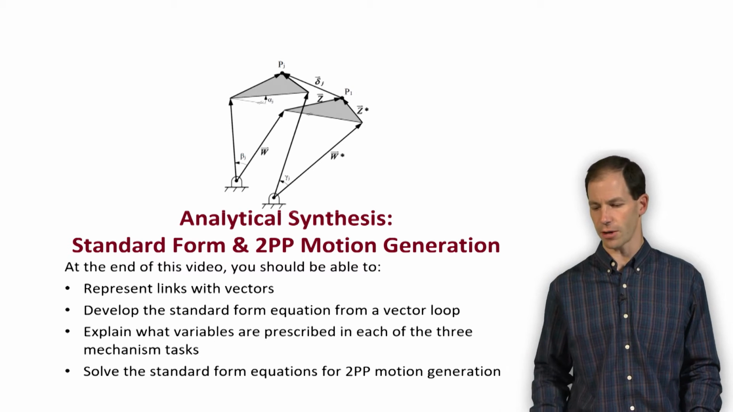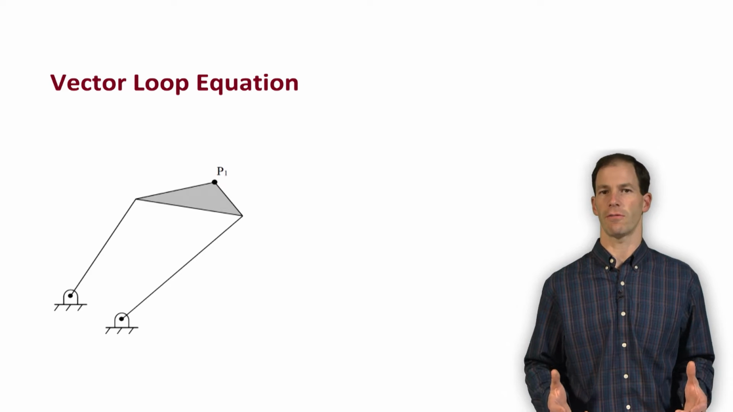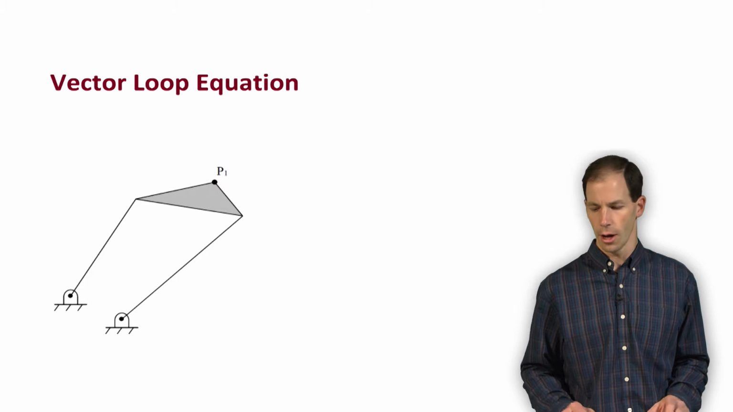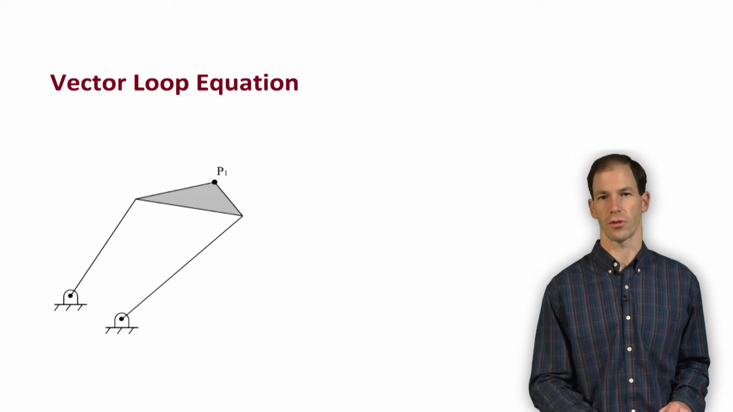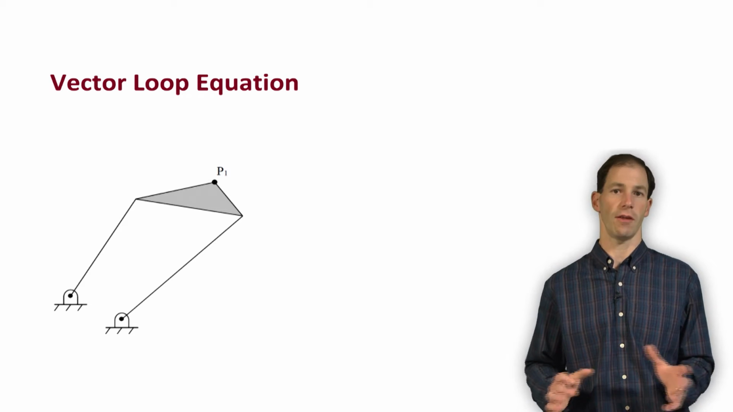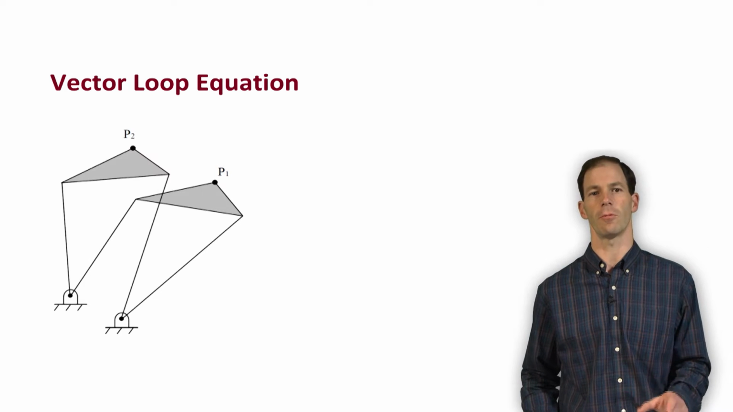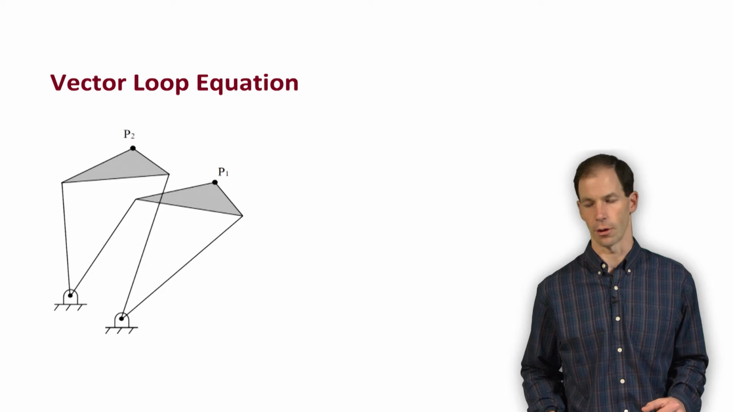So let me start off by talking about how we set up our vector loop equations. Starting off, I've just got a 4-bar here. And this 4-bar has 1 precision position, but imagine that I might have 2 or 3 or 4. I can have multiple precision positions, so I can move this from position 1 to perhaps position 2 here.